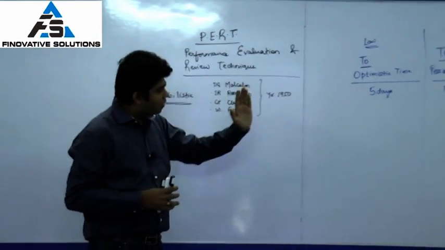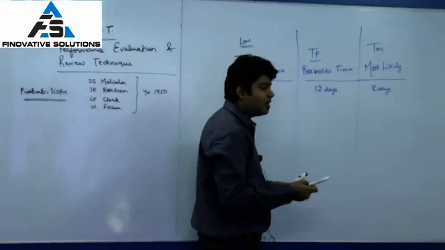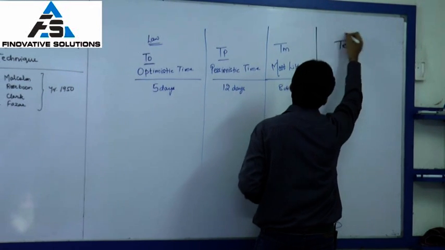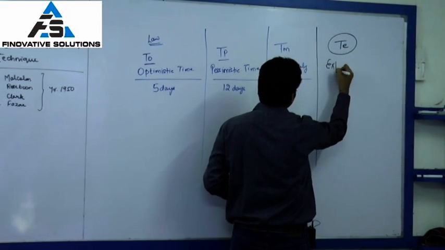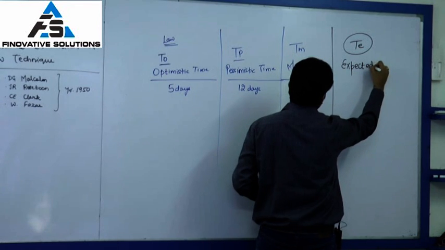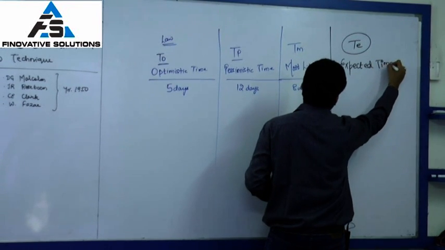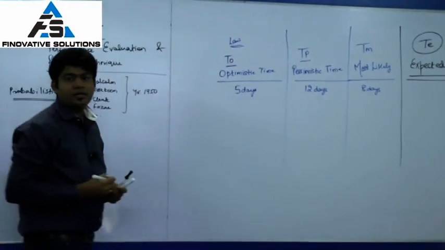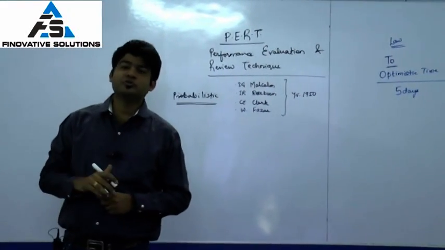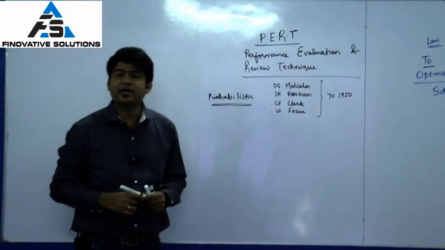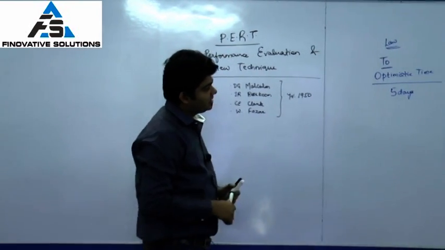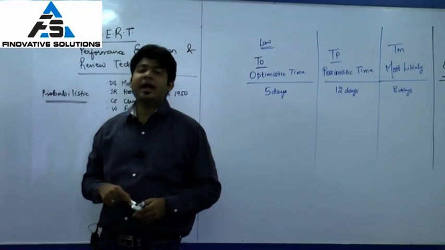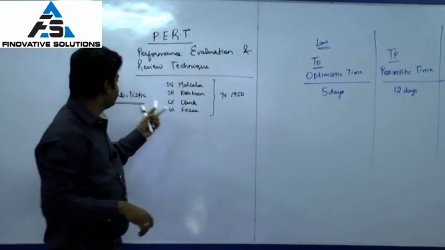Well, based on all of these 3, we will now calculate a new time estimate which is called TE, expected time. Yes, this is the time estimate that we are going to use in order to draw a network diagram as we used to do in CPM. So sir, how do you calculate this expected time? Well, yes, that is where this probabilistic model comes in.